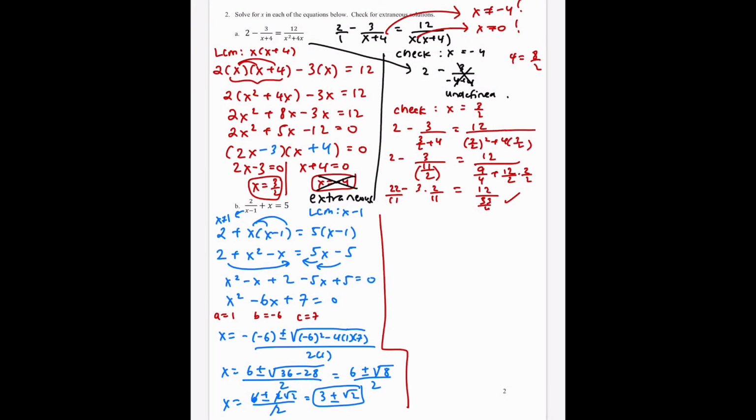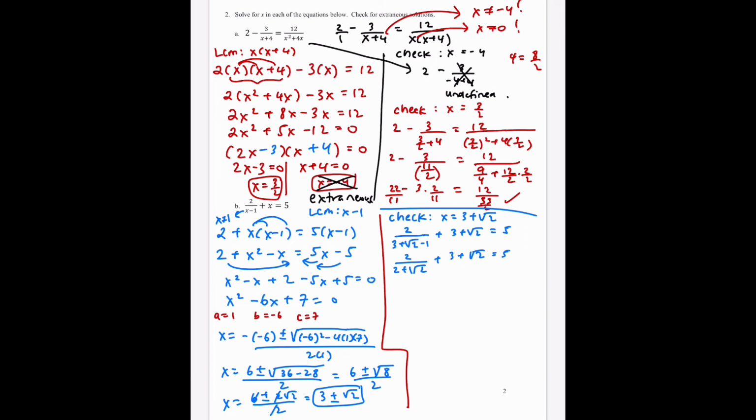All right, guys, so let's check if these are solutions. The first check we want to do is to check if x is equal to 3 plus root 2 is a solution. So we take that answer and we plug it back in for x. So all I'm going to do is replace it. So 3 minus 1 is 2. So this is just like saying 2 over 2 plus root 2, plus 3 plus root 2 is equal to 5.